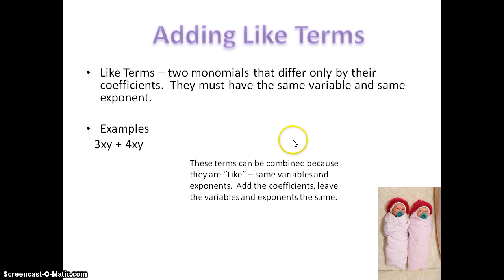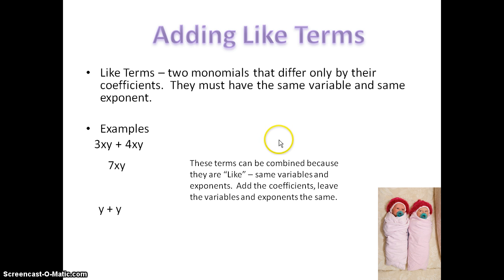Okay, so these terms can be combined because they are like. Alright, so the same variable and the same exponent. Even though the exponents aren't written here, they're assumed to be 1. And all you need to do is add the coefficients and leave the variables the same. Okay, and there you have it, 7xy.